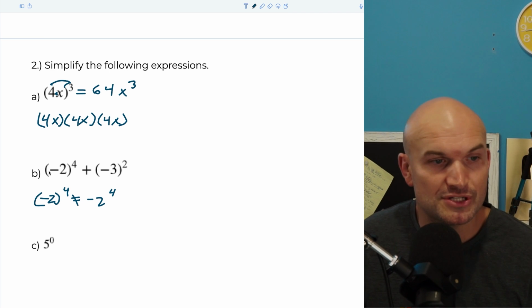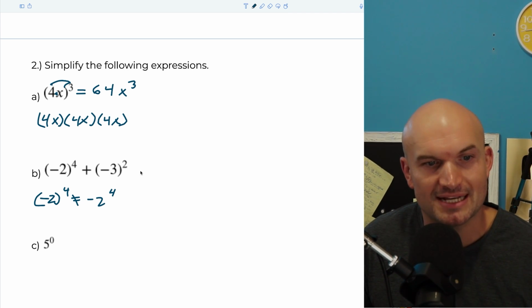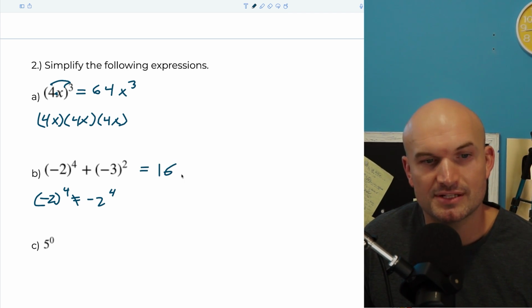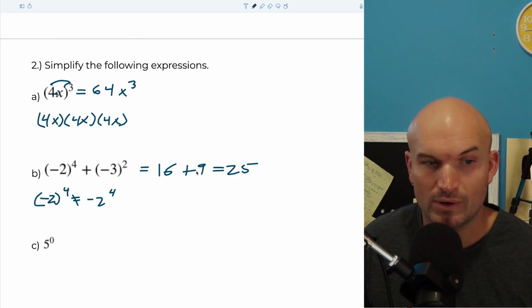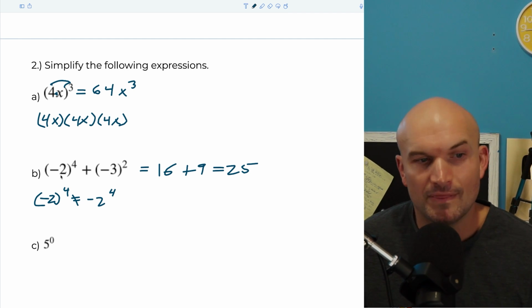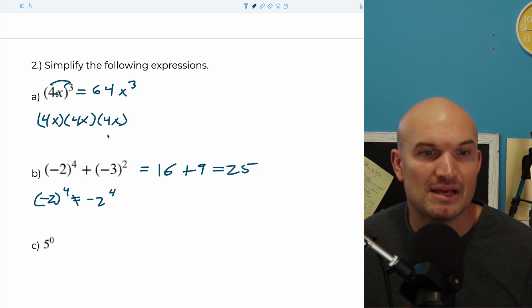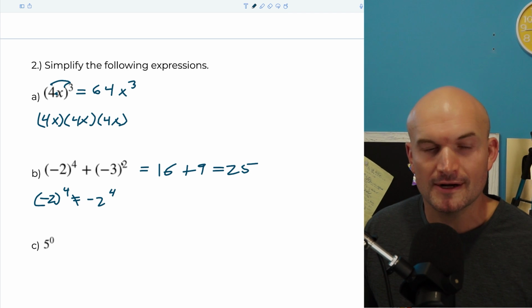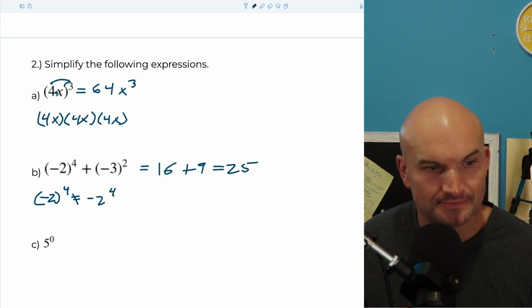So again, 2 times 2 times 2 is 8. So this is going to equal a positive 16. And then negative 3 squared is going to be a positive 9. And therefore, that's just going to equal a positive 25. Okay, so even though they're both negative, they're both being raised to a positive power. Anytime you have a negative raised to a positive power, it's always going to be a positive number.